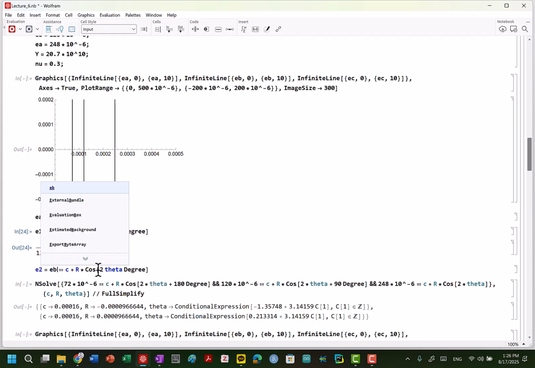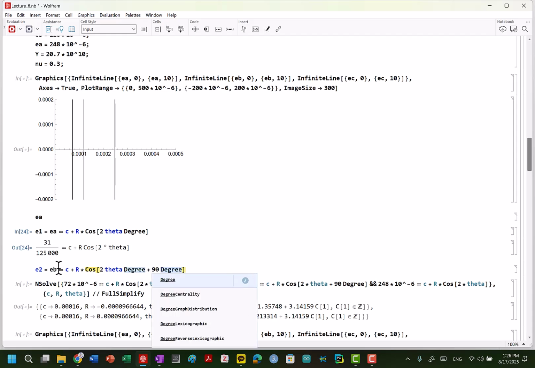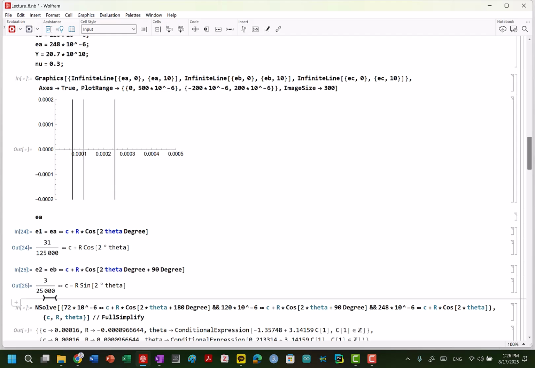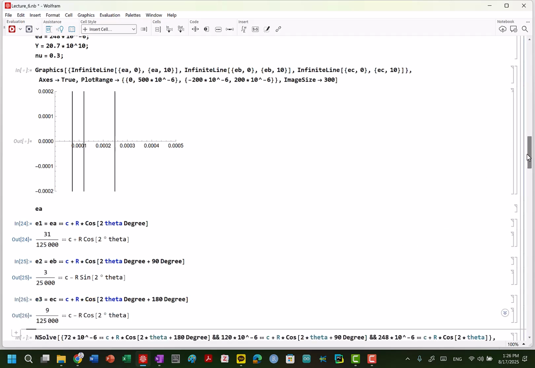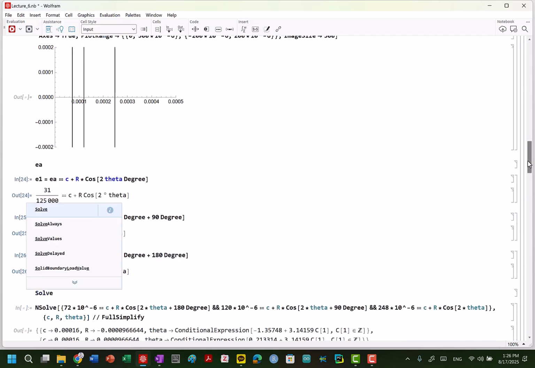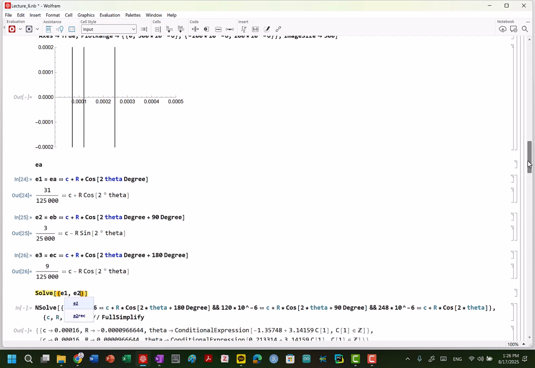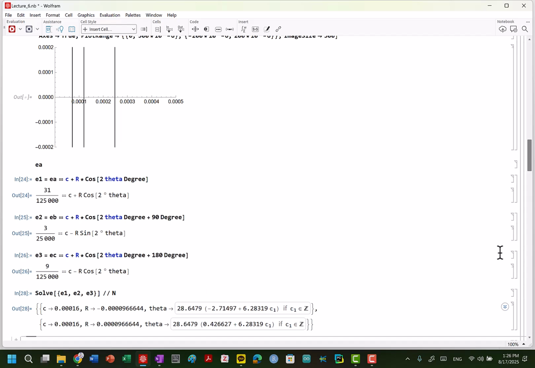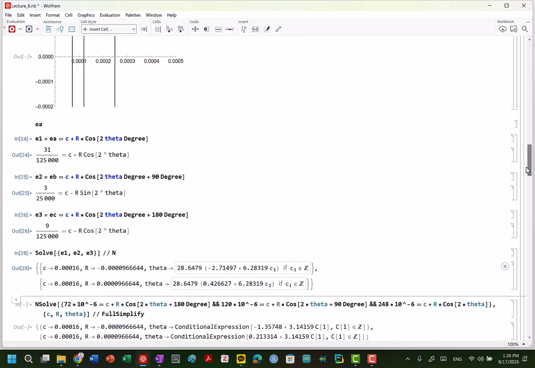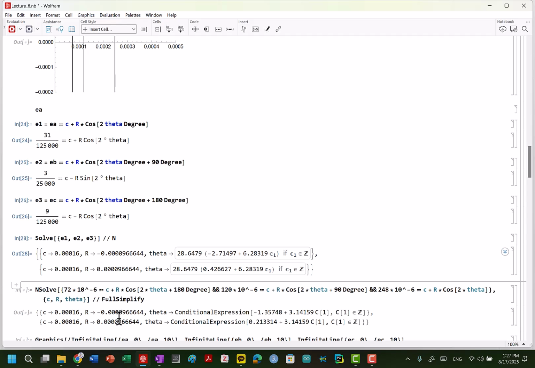B now, and then we have to do plus 2 theta degree. I'm going to say plus 90 degree. And then here, let's do 3. Let's do C, and let's do 180. But you can see the answers don't change. So now I'm going to solve, and I'm going to say E1, E2, and E3. It should give me the values right there. Let me look at this numerically. All right, so you can see that the answers are exactly the same from here.